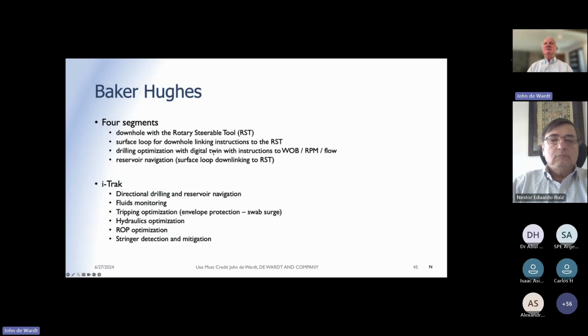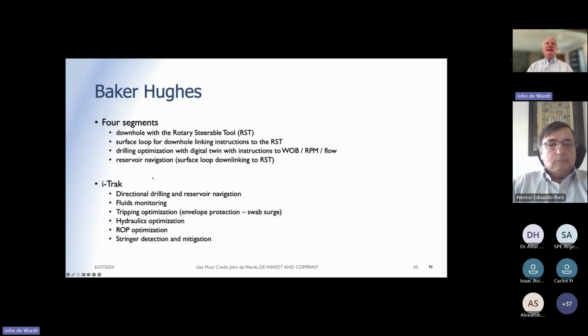This is really interesting because digital twins, people are talking about them, but here's Baker Hughes actually saying we have one and we're looking to get instructions from it for weight on bit, RPM, and flow. And reservoir navigation has become one of their big success points recently by doing automation, or even I'd say autonomous or almost autonomous directional drilling with their rotary steerable tool by going for automated reservoir navigation.